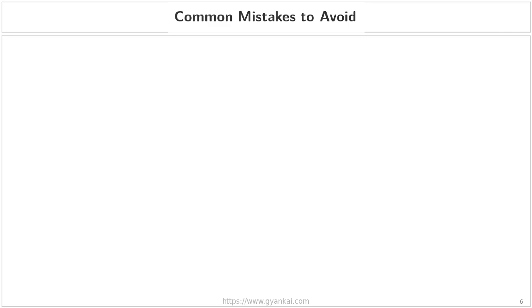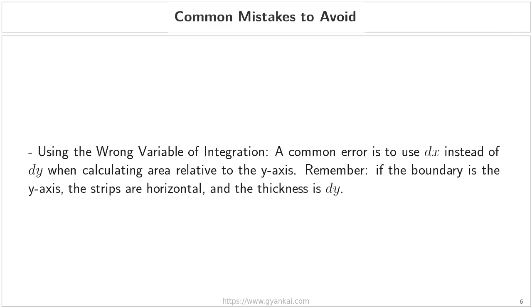Common mistakes to avoid. First, watch out for using the wrong variable of integration. A very frequent mistake is accidentally using x instead of y when you are calculating the area relative to the y-axis. Always remind yourself, since we are working with the y-axis, our strips are horizontal, which means the thickness of each strip is dy. If you see dx, you are likely looking at a vertical strip for the x-axis.